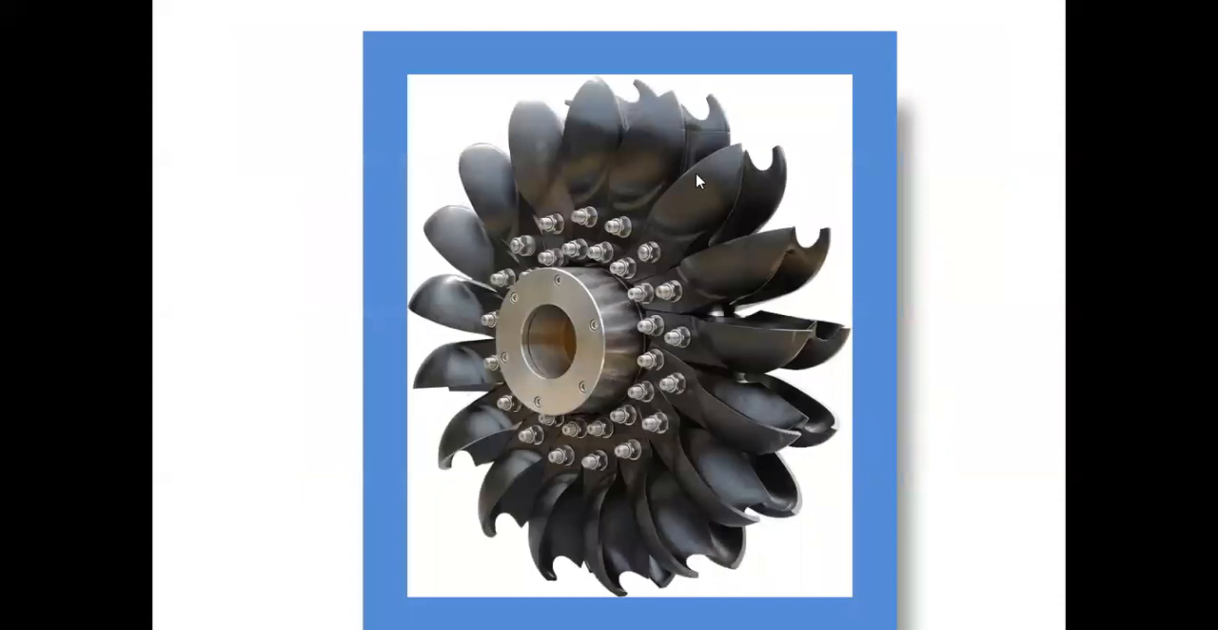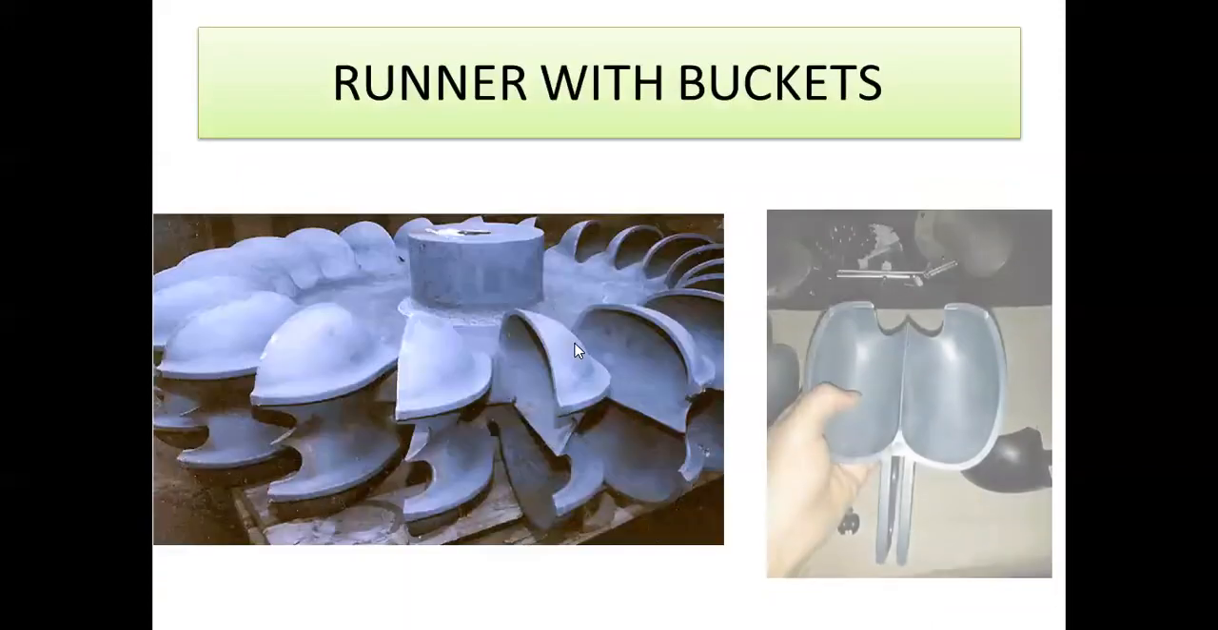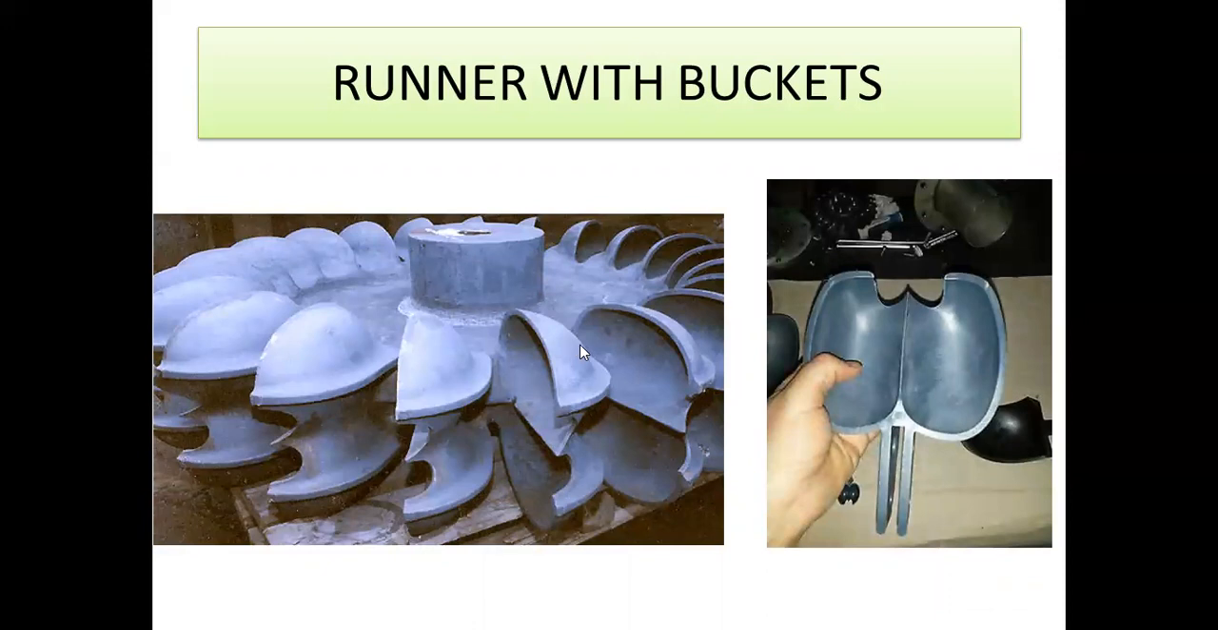Yes, let us see how the Pelton turbine runner looks. The runner is looking like this. The bucket is very, very important. You just look at these black color buckets. This one is the runner, as I told you, the runner with the buckets. Here it is kept in a horizontal position.